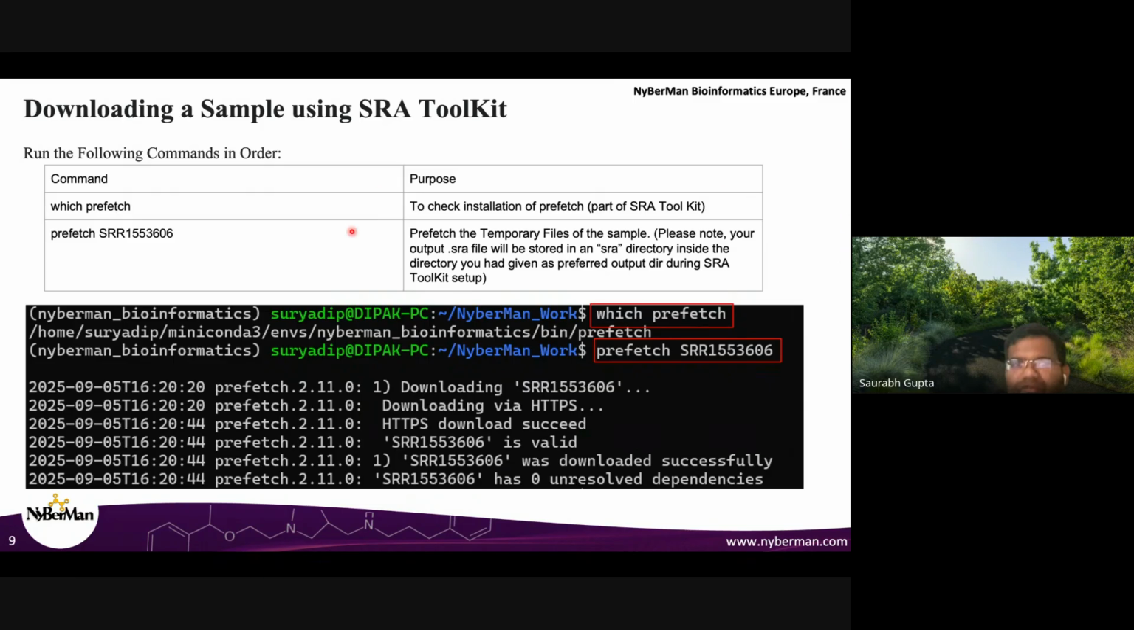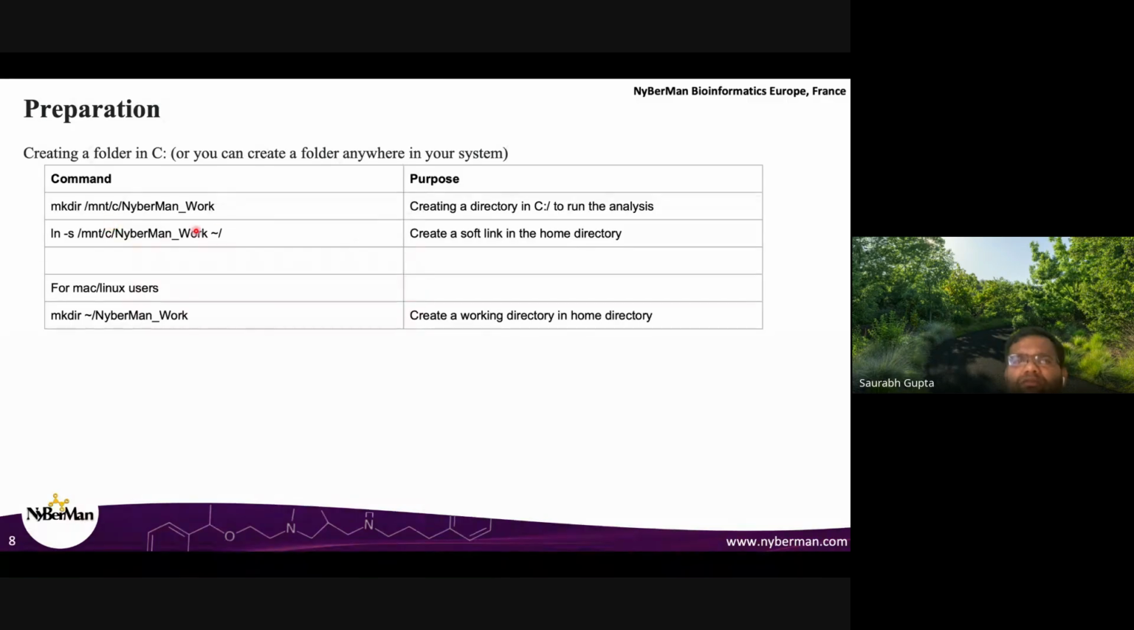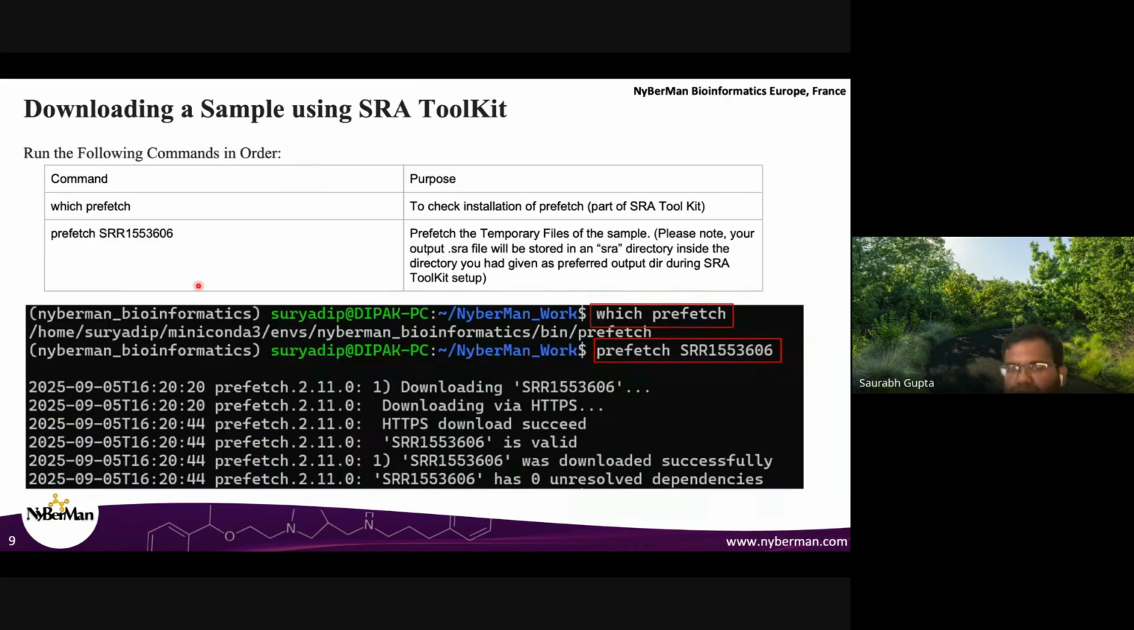Also, in the previous step we created this soft link, right? So for all the Windows users, you would see this folder if you go from the File Explorer. Whatever you're doing here in the command line, you can see from your File Explorer in your C drive, Nyberman work. And for Mac and Linux users, you will see this in your home directory. So go inside this particular directory and then run these two commands one by one.